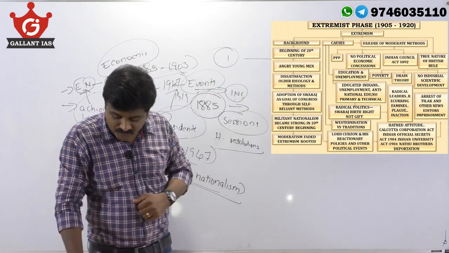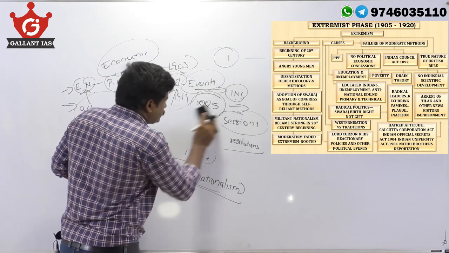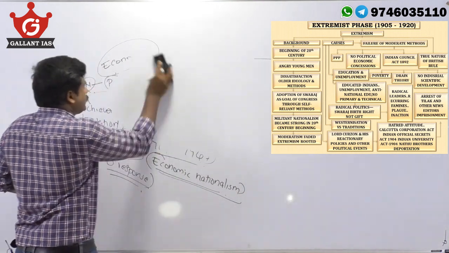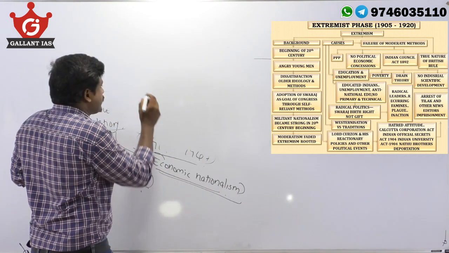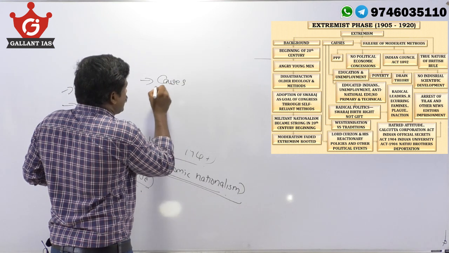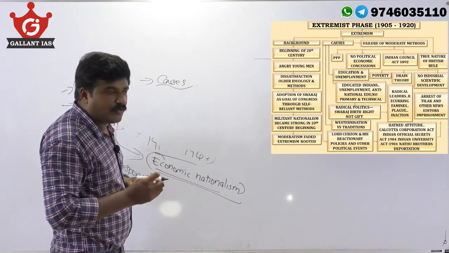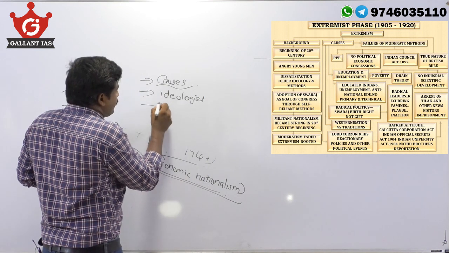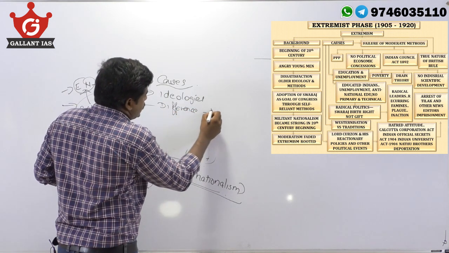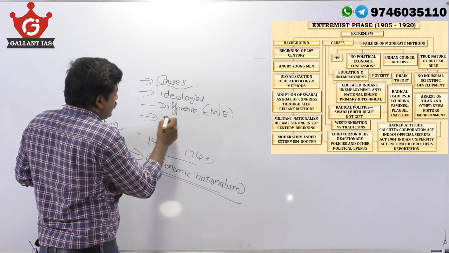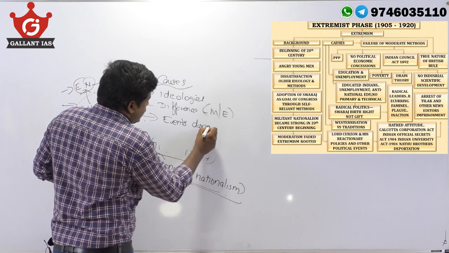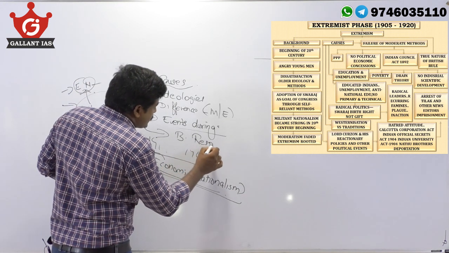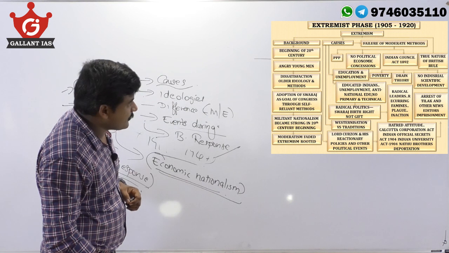The next phase is the extremist phase. When it comes to the extremist phase, your focus has to be like this: the causes behind the rise and growth of extremism in Indian nationalism. Obviously, there are extremist ideologies, and the difference between the moderates and extremists. Then what were the major events during this extremist phase, and what was the British response? All these areas you have to focus upon.